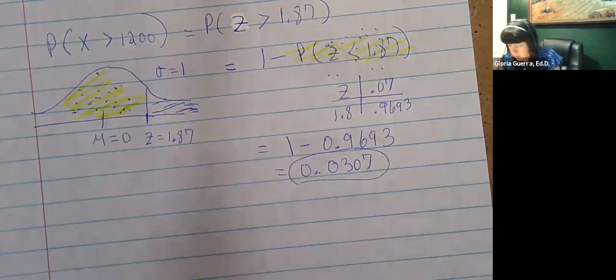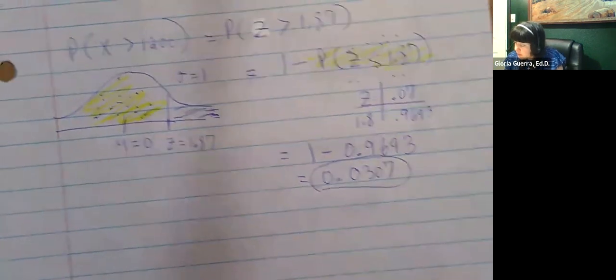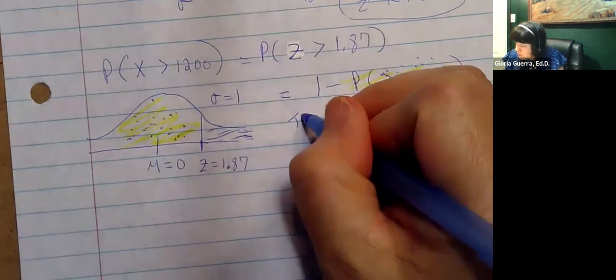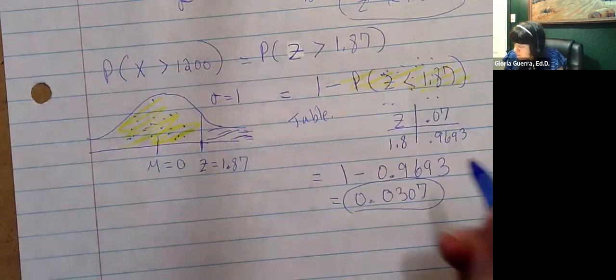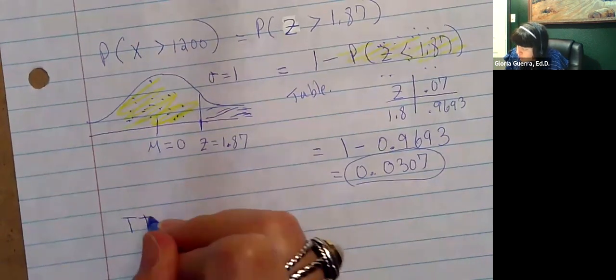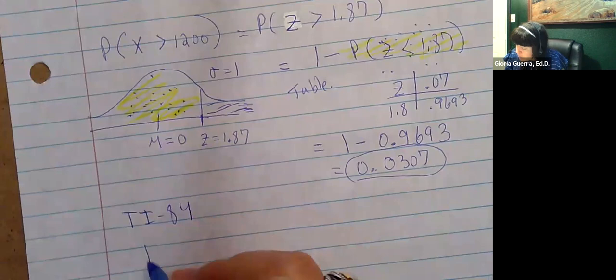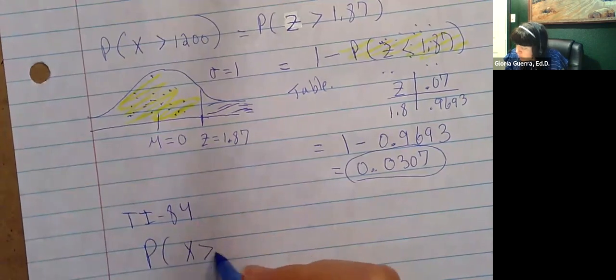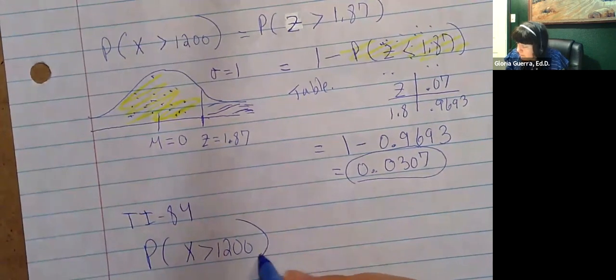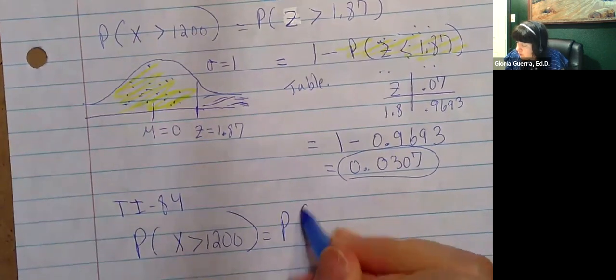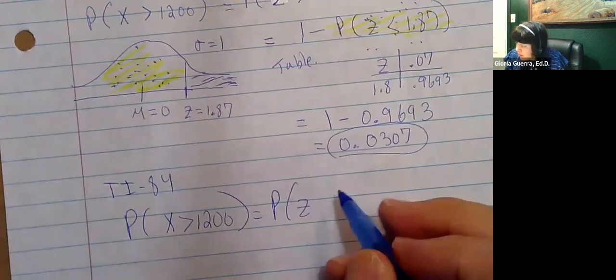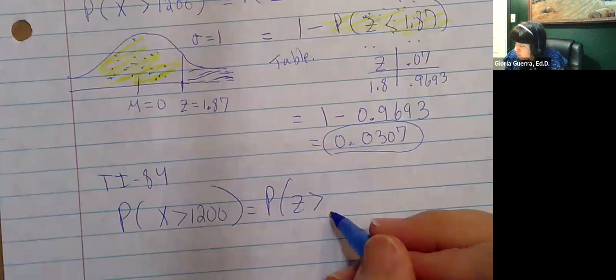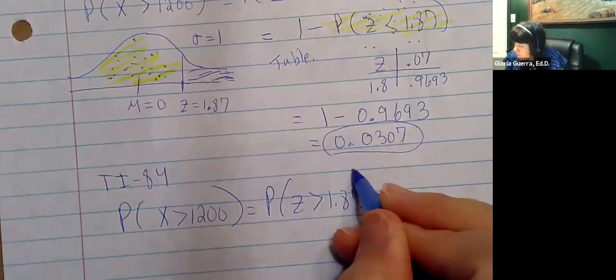All right. Okay. So this was using the table. Now I'm going to do it again using the TI-84. First we started with x greater than 1,200. Then we ran it through the formula and it became a z, and the area we're looking for was greater than 1.87.